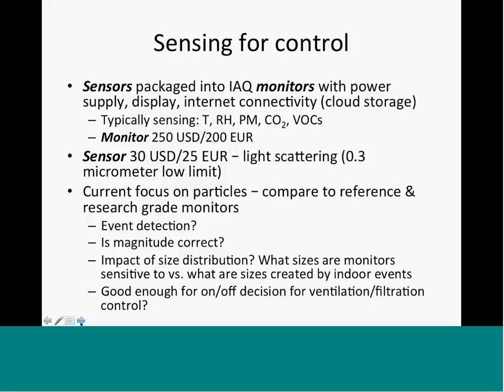The things we're interested in is, can we detect an event that emits particles? And if we detect that event, do we get the magnitude of the number of particles or their mass correct? What is the effect of different size distributions of particles? And what particle ranges do we get depending on the event that we use to generate the particles? I suppose the bottom line is this final question on this slide: are any of these devices really good enough to make some decision about turning off a ventilation system or turning on and off some sort of filtration device, so that we can actually use them for control?